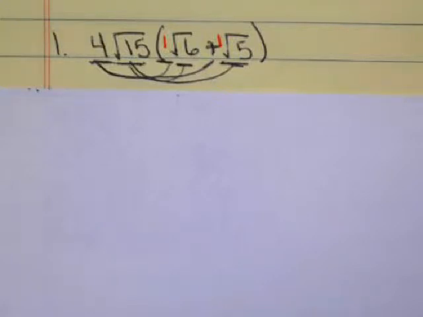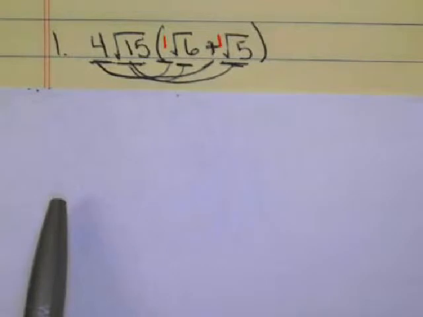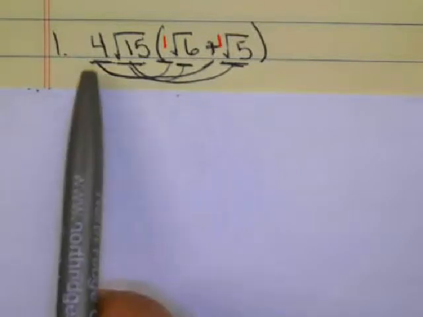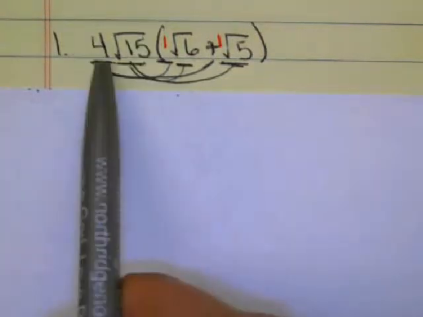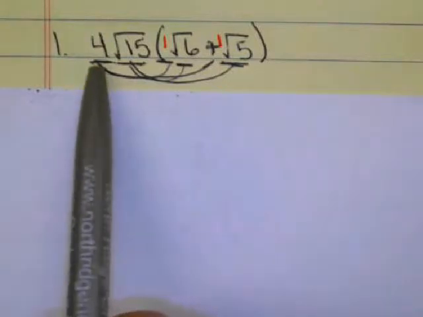Today we're going to talk about multiplying radicals. You'll see here I have 4 radical 15 times radical 6 plus radical 5. Now I've already drawn the lines that we're going to multiply here. When we multiply radicals, we multiply coefficient with coefficient and radical with radical. So I'm going to take this whole first term times this whole first term, but piece by piece.